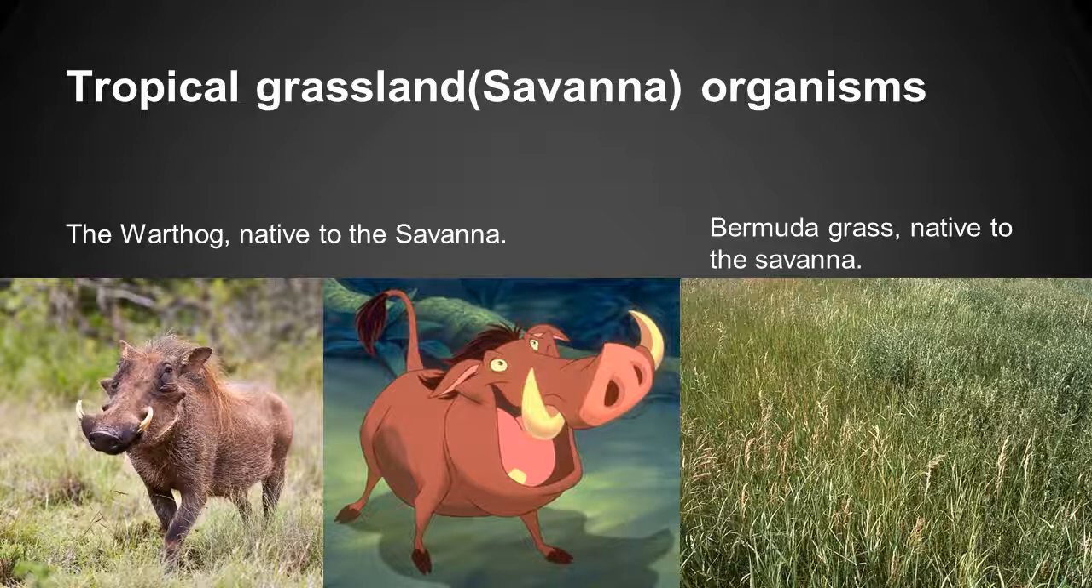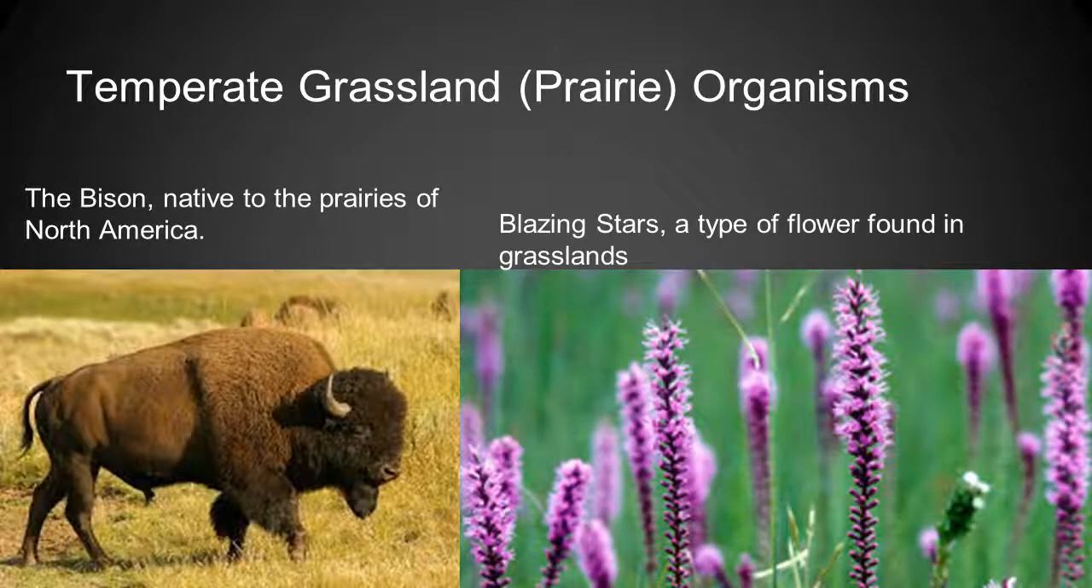A plant that lives in a savanna is Bermuda grass. It thrives in warm climates, making the savanna a perfect place to grow. Next is an animal native to temperate grasslands, the bison. Bison are grazers, so they travel in herds and eat grasses that are so abundant in prairies.